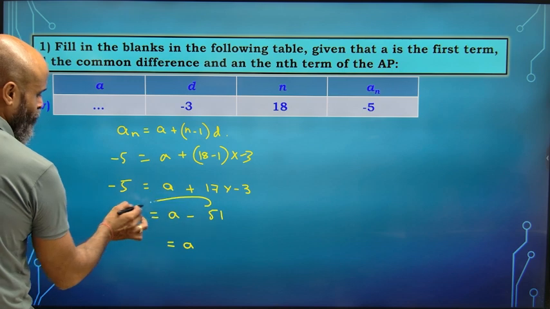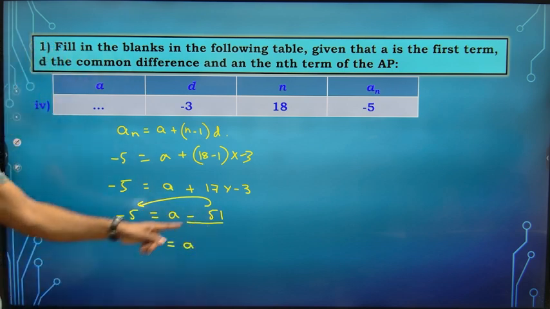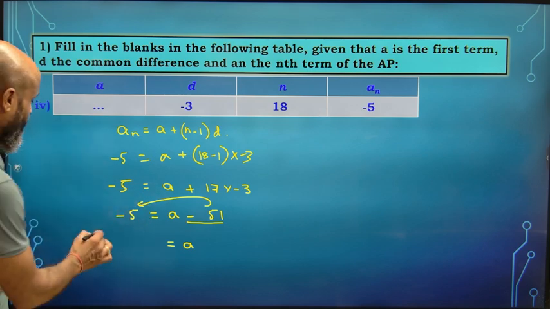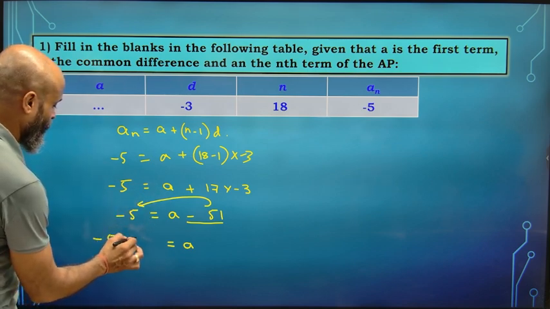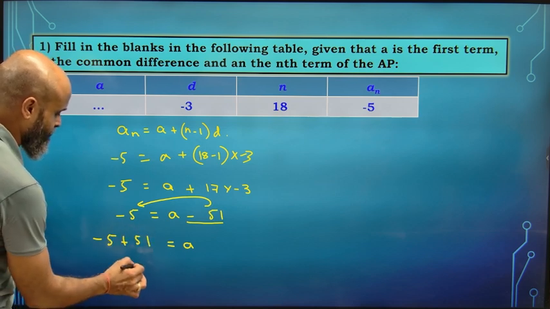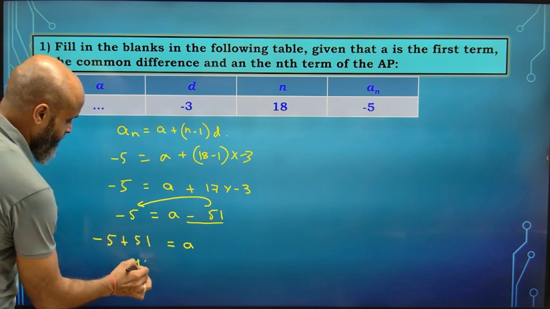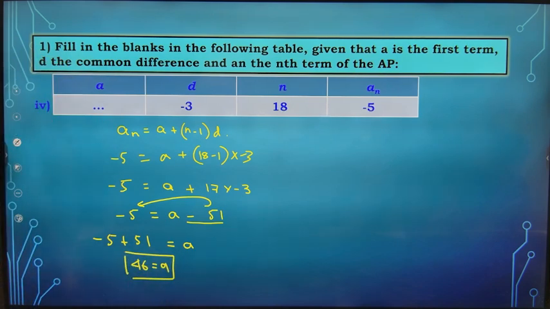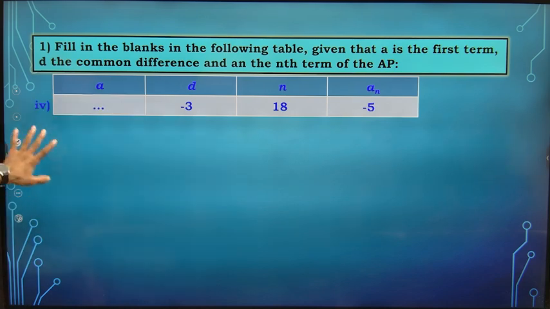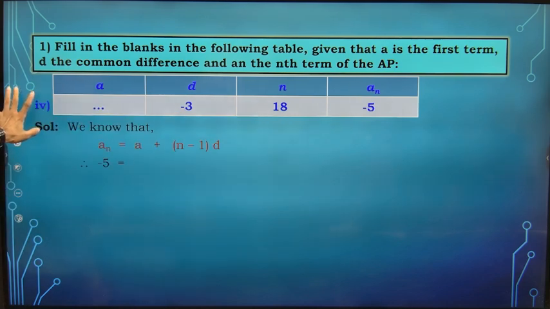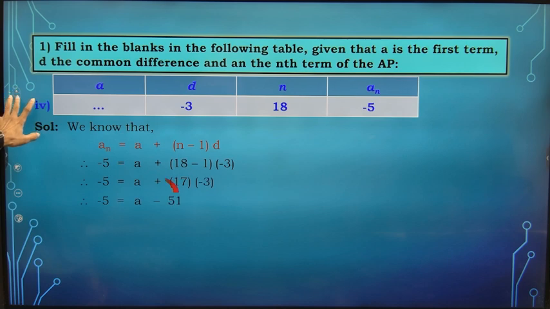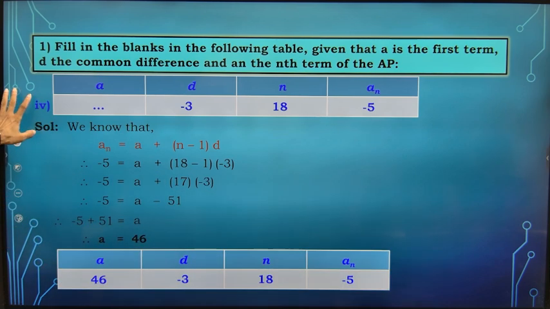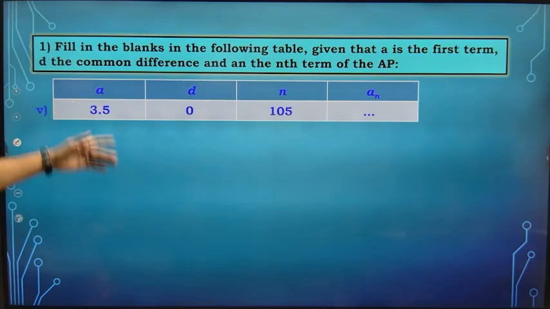If we transpose this term here, since it is minus, when it is transferred to the left hand side, it will become plus. So 51 minus 5, that's how much? 46. Okay, so a will be 46. Clear? So here we have a minus 5, so this is transposed here, this is giving you a is equal to 46.